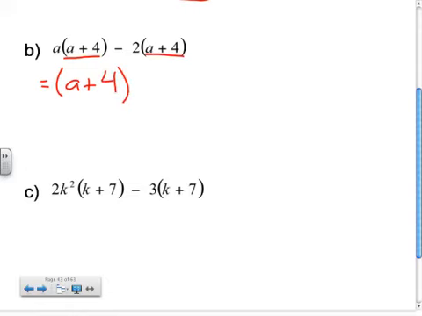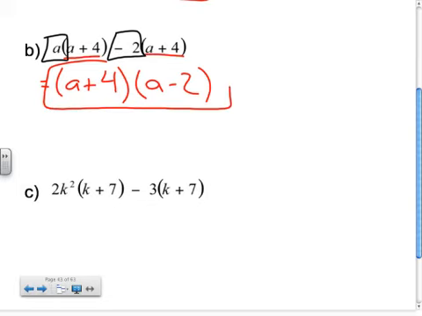So in other words, in part B, common term a plus 4, good news, that stays. And then I look at the guys out in front. I have an a and I have a negative 2. So my second term will be a minus 2. The trick is these two guys have to be identical. It can't be a plus 4 and a minus 4, got to be the same.